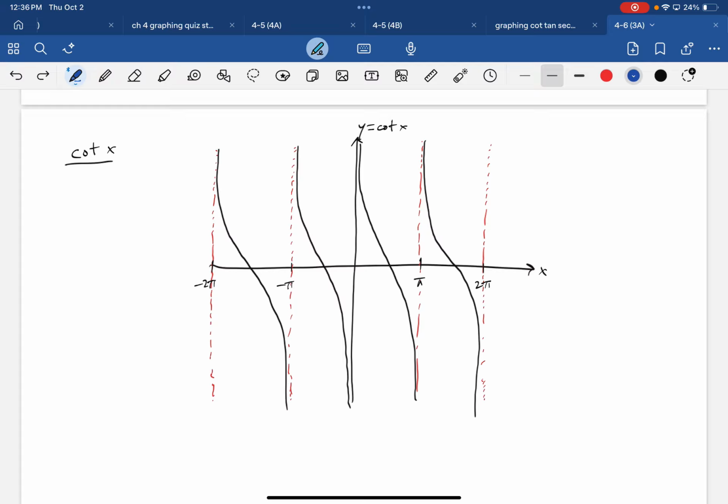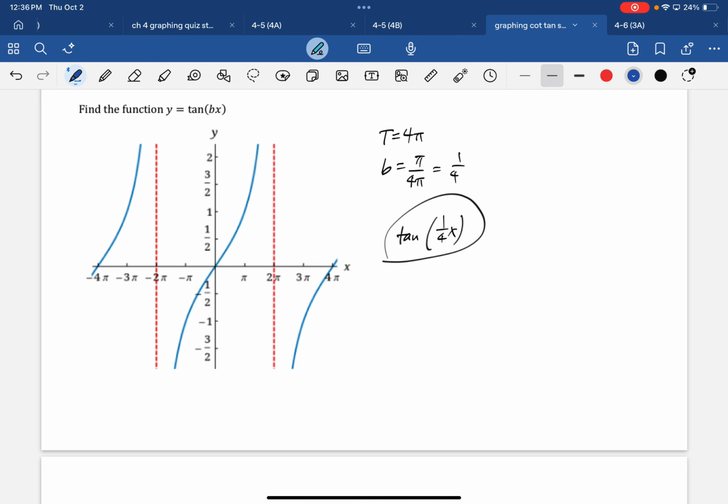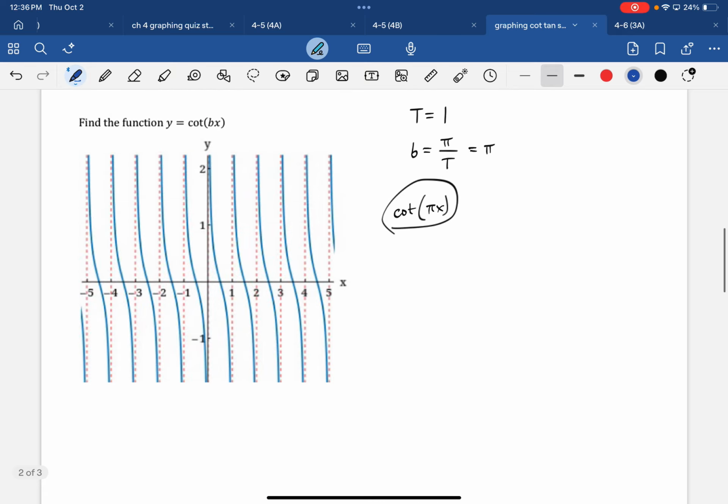And our same formulas are going to apply as well. So our period T is equal to pi over b, and b is also equal to pi over T. So not 2 pi, but pi. A final example, let's do this one.